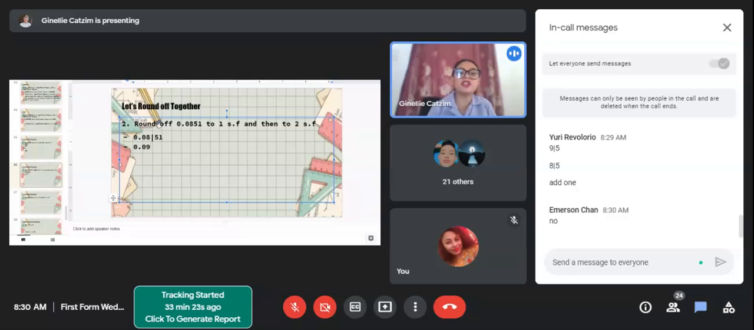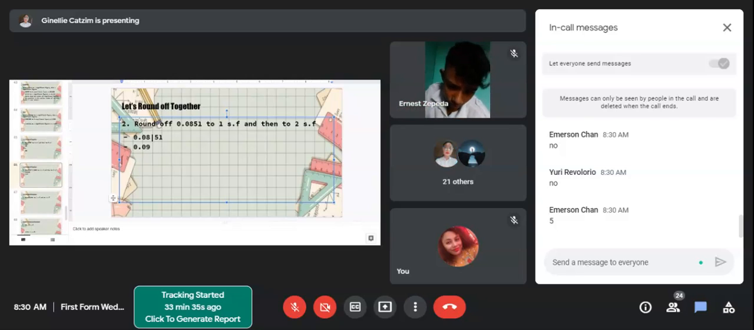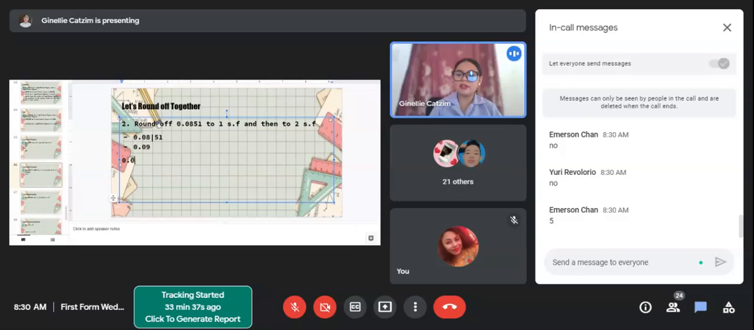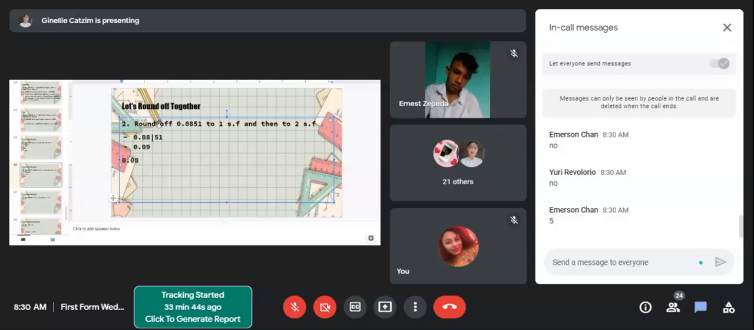No, right? It is understood. We don't have to write them there. So if we are to round off to two significant figures, what is our second significant figure in this case? 5, Miss. 5, right? So our vertical bar will be where? Between the 5 and the 1.